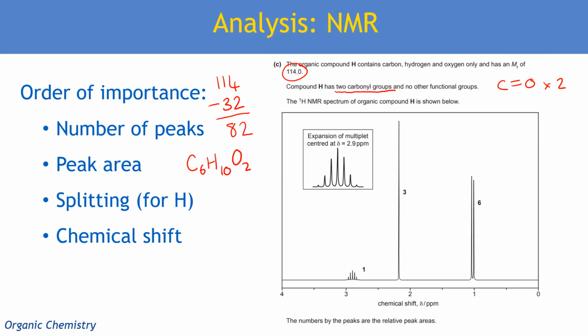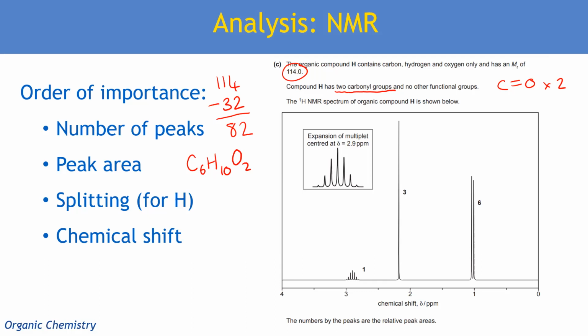I can then work out there are 10 hydrogens and there are 10 hydrogens in that spectrum. So those actual peak areas are equal to the actual number of hydrogens. I know that I've got 2 C double bond O's. So 2 of my carbons probably don't have any hydrogen on them.